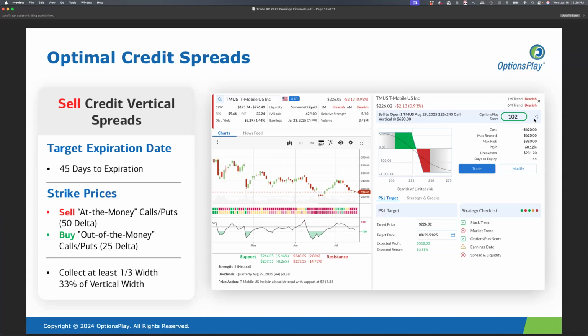I'm just using T-Mobile as my example, which happens to be a bearish trade. But if you look at my Moderna example, you would use a bull call spread for a debit spread, or a bull put spread for a credit spread. So same strategy, but just different direction.